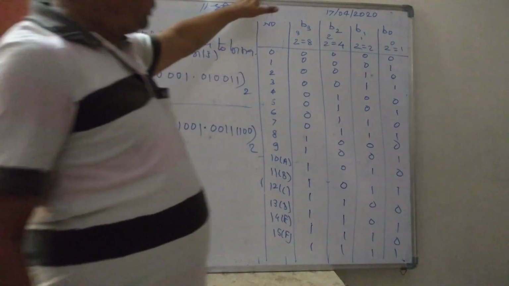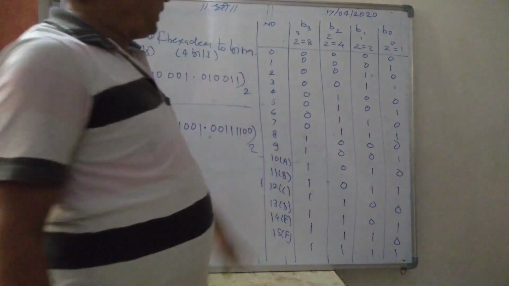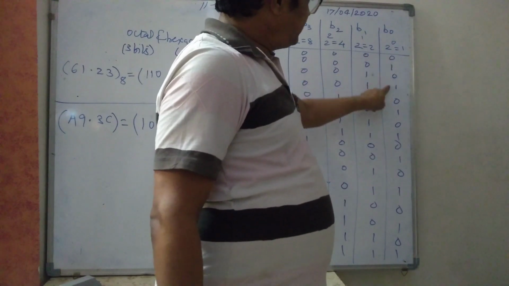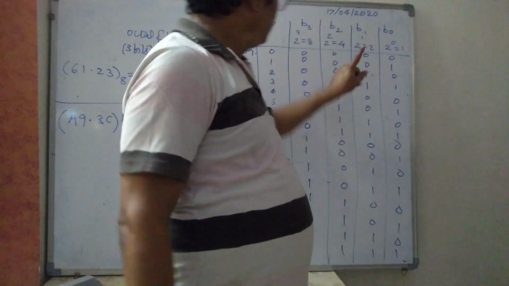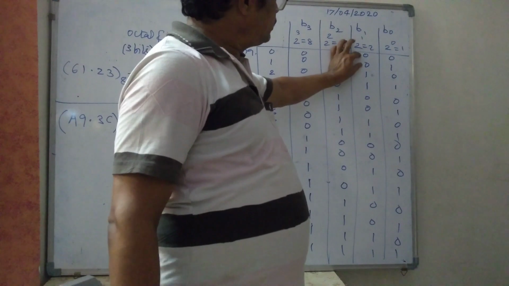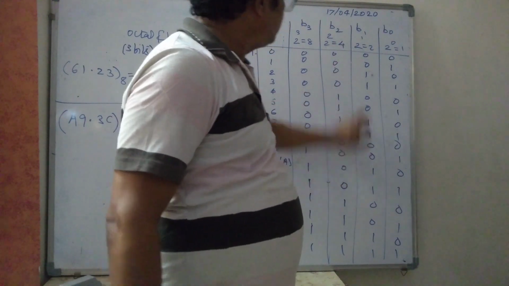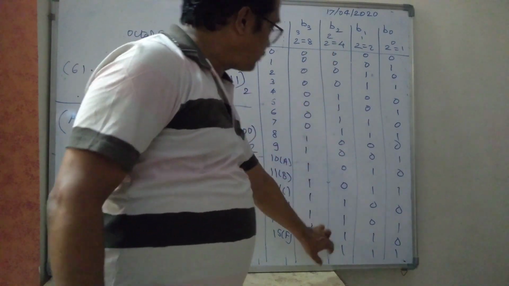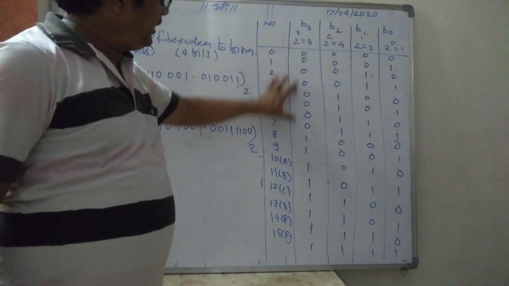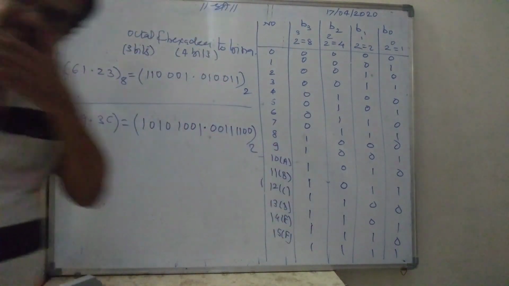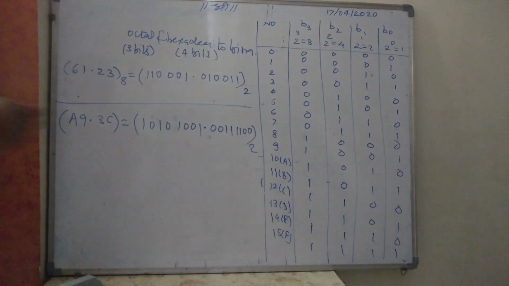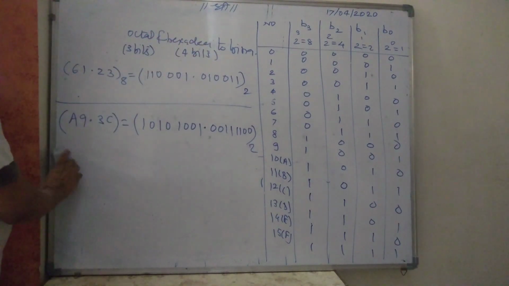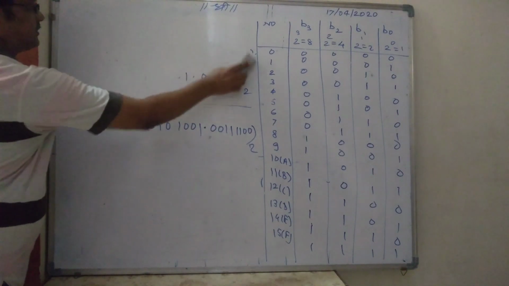So you have to remember this table. How to write this table? 1, alternate 0, 1. 2, 2 is 0 2, 1. 2 raised to 2 is 4. 4, 0, 4, 1. 8, 8, 0, 8, 1. Right? This way you have to remember the table. So now this is octal hexadecimal to binary. And now last conversion.